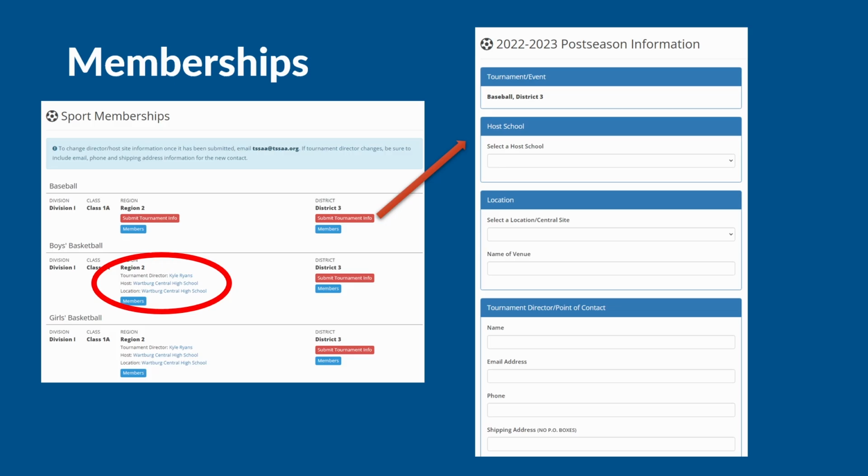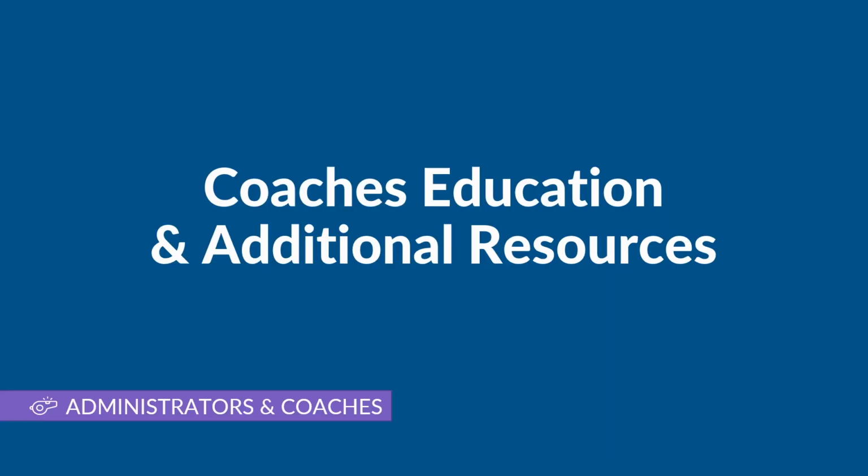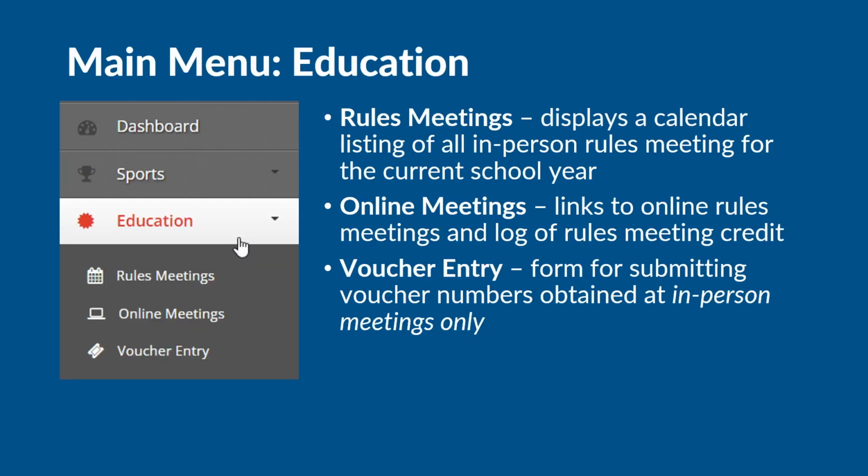Lastly, we'll look at several portal features that are generally available to all administrators and coaches. The Education tab on the main menu lists 3 options. The first being Rules Meetings, and that displays a calendar listing of all in-person rules meetings for the current school year. The second option, online meetings, links to online rules meetings and shows a log of the current user's rules meeting credit. And then the voucher entry option, which is a form for submitting voucher numbers obtained at in-person meetings.